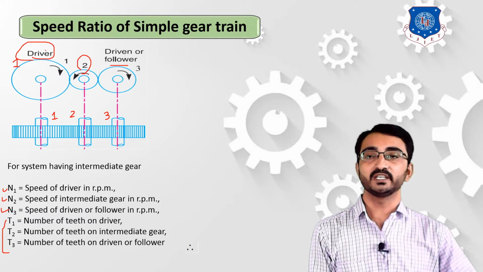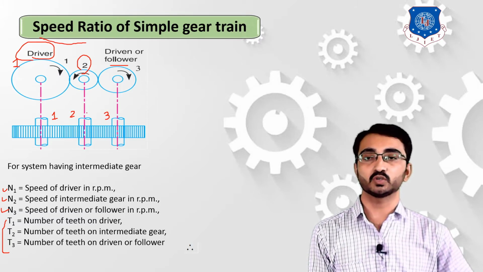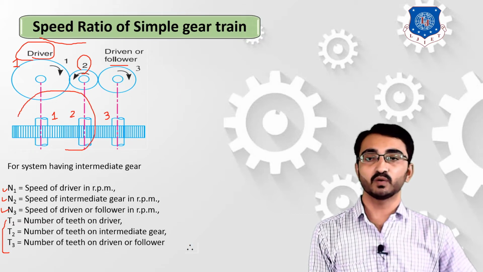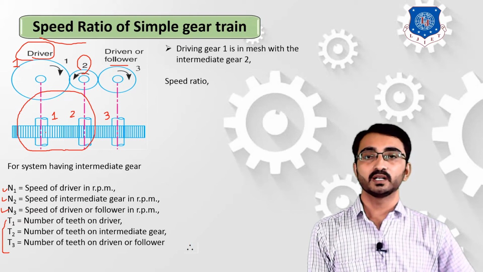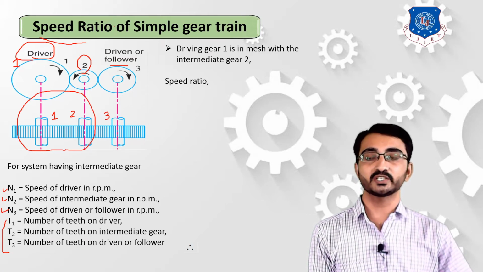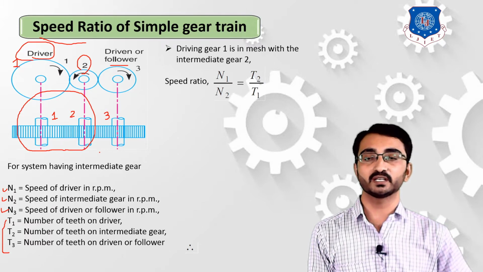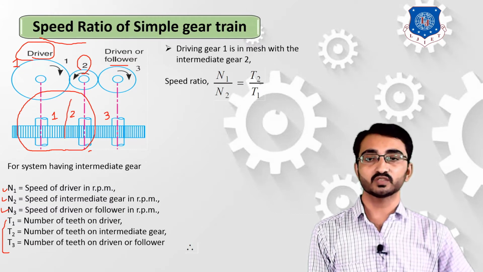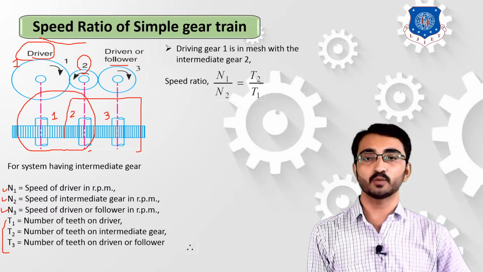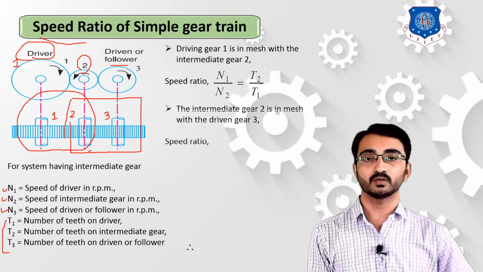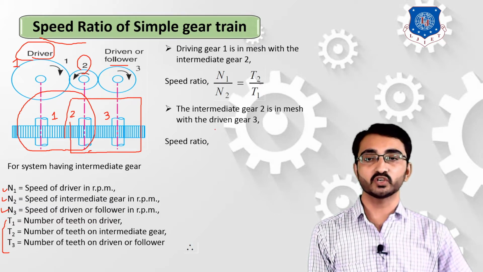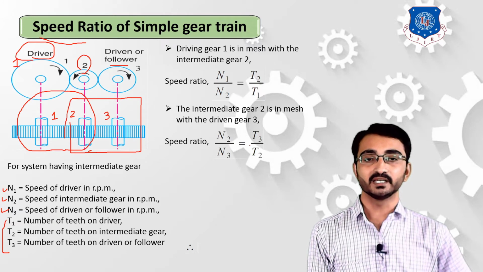For this assembly, if we want to derive the equation for speed ratio, we can first consider the gear 1 and gear 2 assembly. As gear 1 is meshing with gear 2, the speed ratio can be written as N1 by N2 is equal to T2 by T1. This is a simple assembly for gear 1 and gear 2. Similarly, gear 2 is in contact with gear 3, so we can consider another assembly, the combination of gear 2 and gear 3. In that case we can write N2 by N3 is equal to T3 by T2.